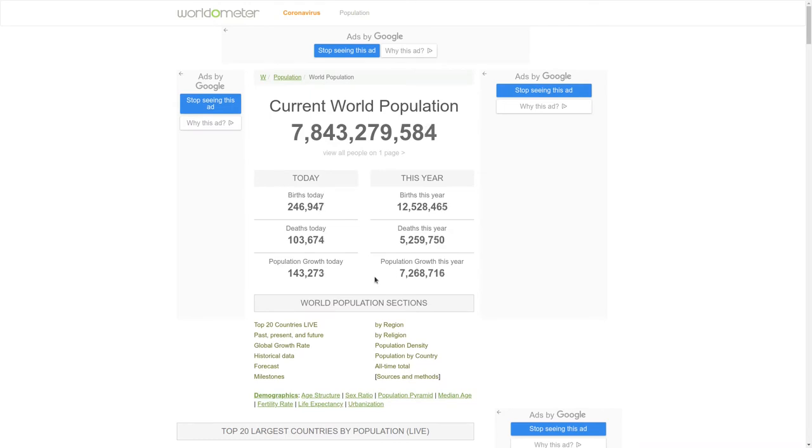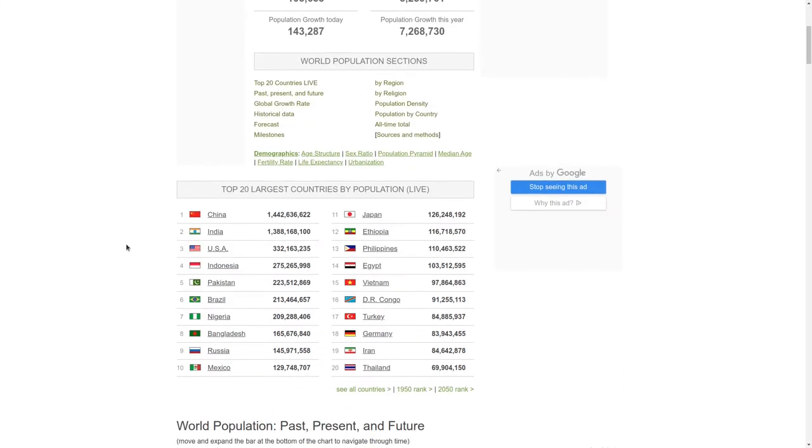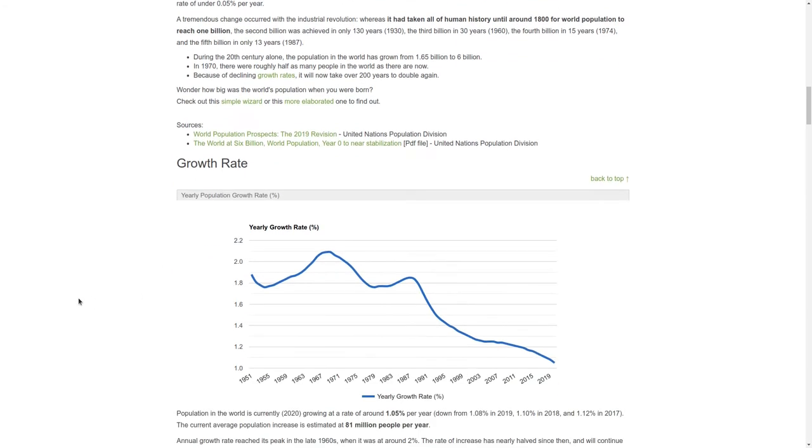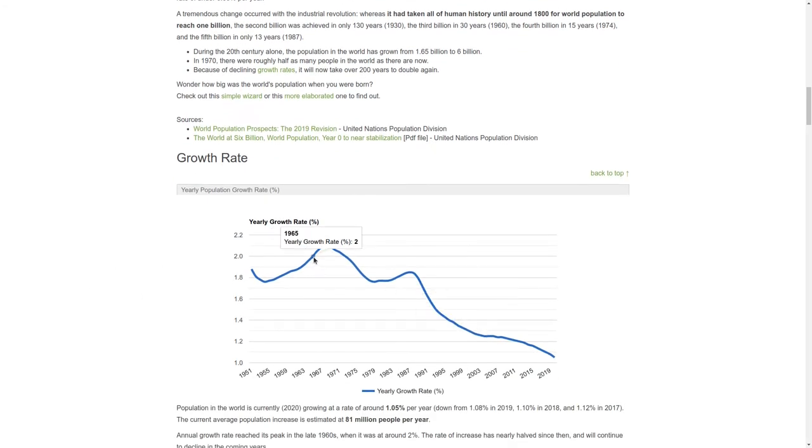So we have already added 7 million people, and it's only February. It's got lists of population by the largest countries: China, 1.4 billion, India, 1.38 billion, the US, 332 million. Here is population over time. So you can run it back. It goes back to, I think, 300. I'm not sure why they stopped there, but you can play around with that. It's got growth rates. That's very, very nice. 2% growth rate, 1965, 1966. When I was born, the growth rate was 2.05%.